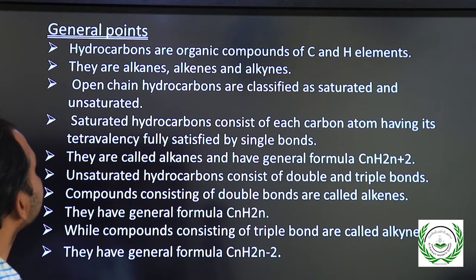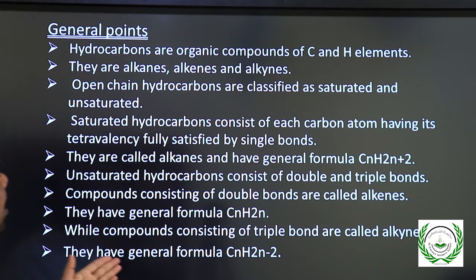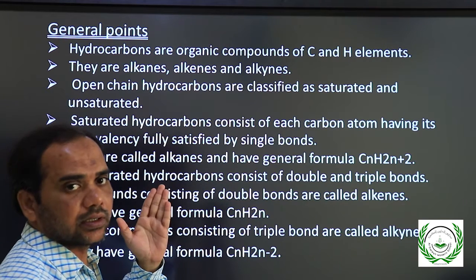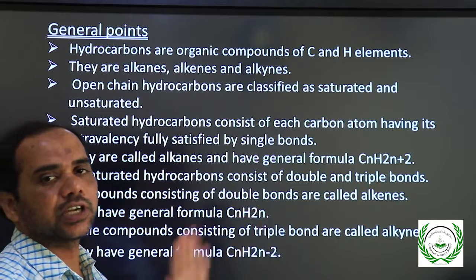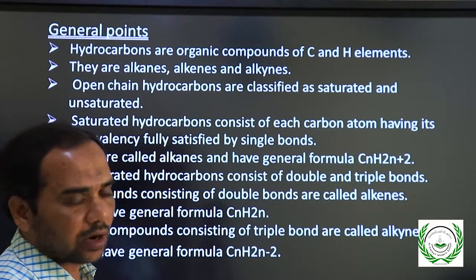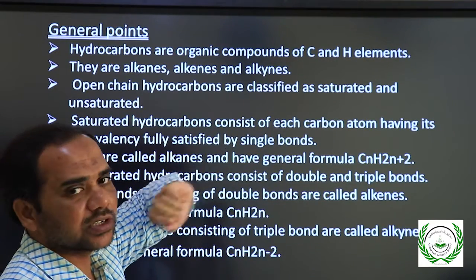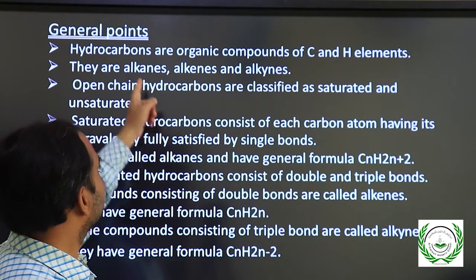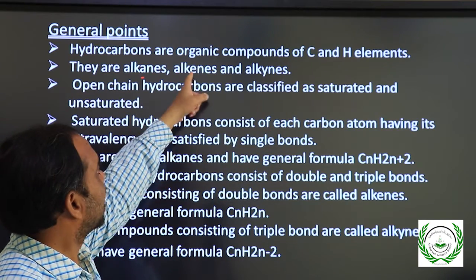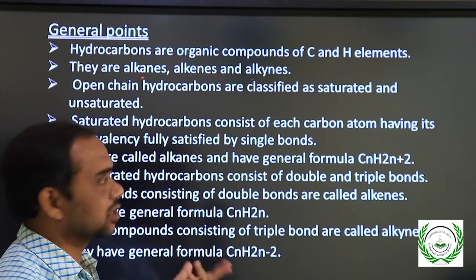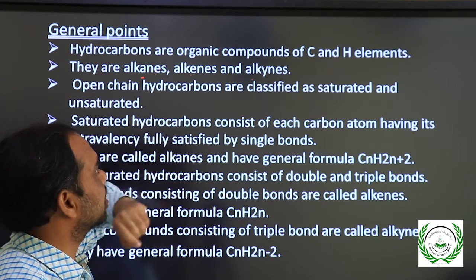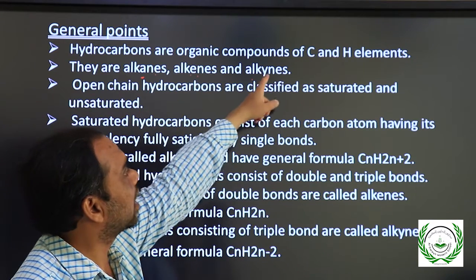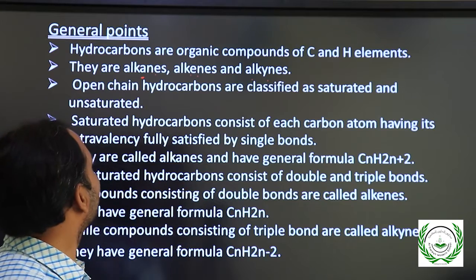Next, now let's see the general common points from this chapter. You know hydrocarbons. Hydrocarbons are compounds having hydrogen and carbon. The hydrocarbons are organic compounds having two elements as constituents, carbon and hydrogen. As you know, alkanes, alkenes, alkynes are three types of hydrocarbons. Alkanes contain single bonds, alkenes contain double bonds, alkyne compounds contain triple bonds.